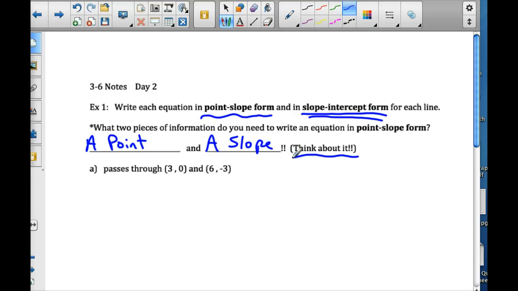Okay? Scotty, read us problem A from left to right. Okay, what are we given? We're given 2 points. Which part do we not have, Scooter?